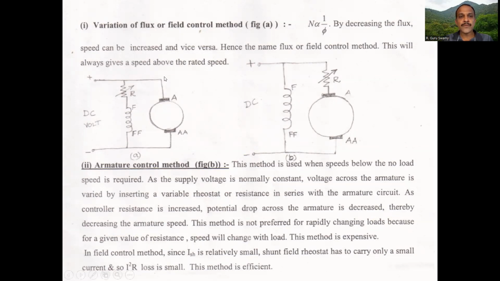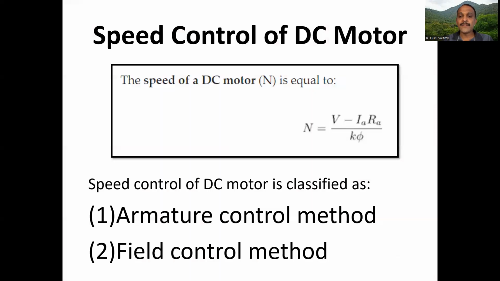If you look at this figure, you have the armature A, and you have the field F, and also a variable resistance connected to the field winding. The resistance can vary from 0 to its maximum value. Based on that, the field current changes. Whenever the field current changes, flux also changes. So if you go to the previous equation, I am varying the flux φ here.